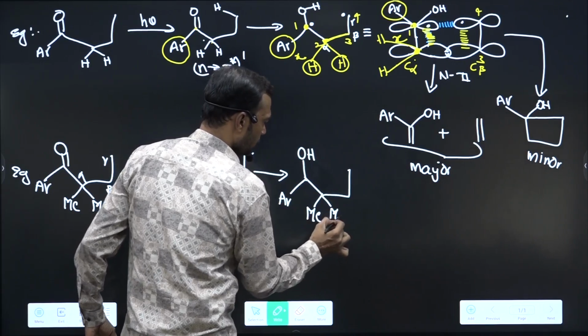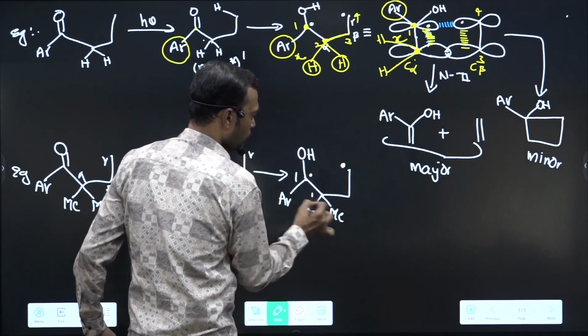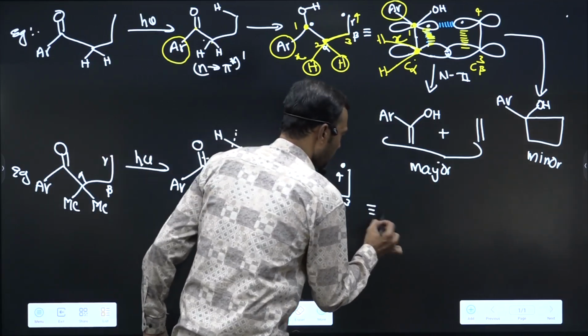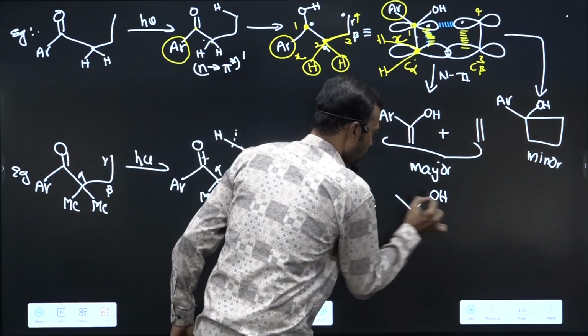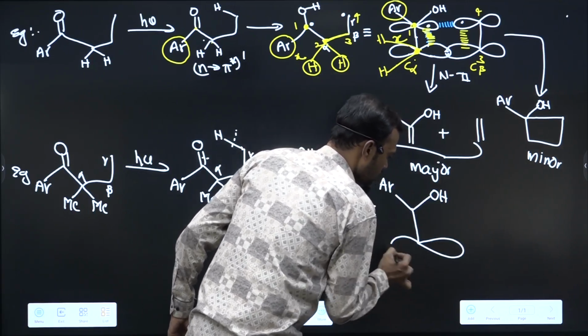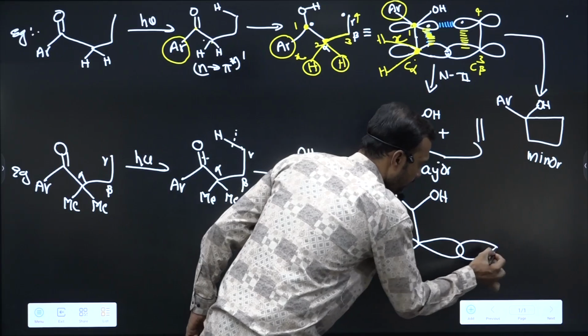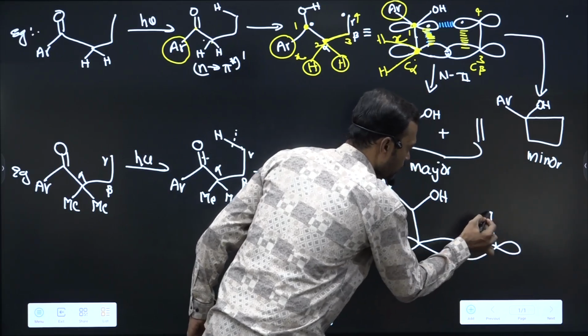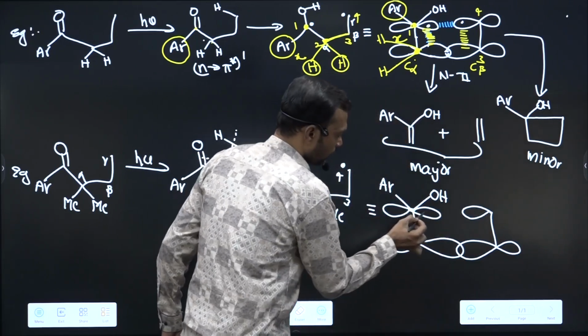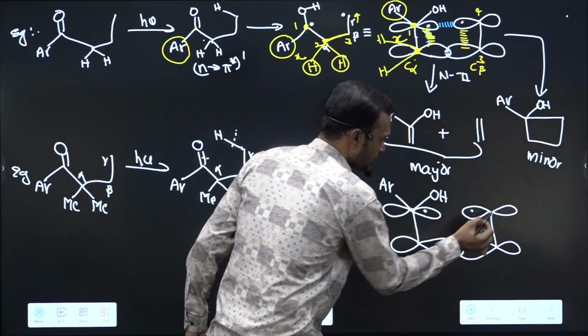This is methyl, and here methyl, and this is a 1,4 radical. 1, 2, 3, 4. Okay. So now after getting this, I am writing this in one more way. This is OH, and this is Ar. This is sidewise overlap, and here one more radical is there. Here one radical, here one more radical. Can I say 1,4?